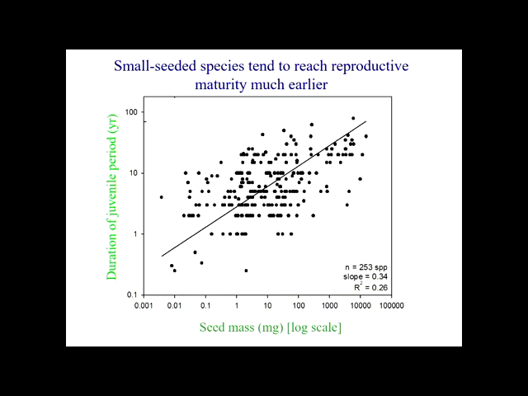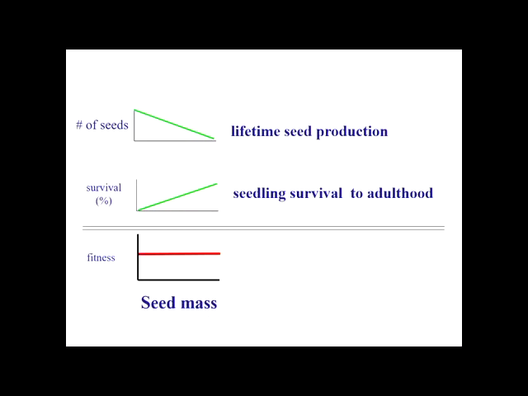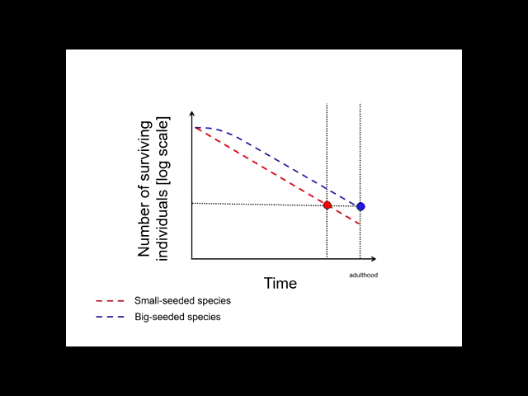But large-seeded species with those large plants and those long lifetimes also tend to take a long time to become adults. And so what's happening is that the small-seeded species reach reproductive maturity earlier than the large-seeded species, and the evidence is kind of scarce on this, but it looks like there's no significant difference in the proportion of seedlings surviving to adulthood.